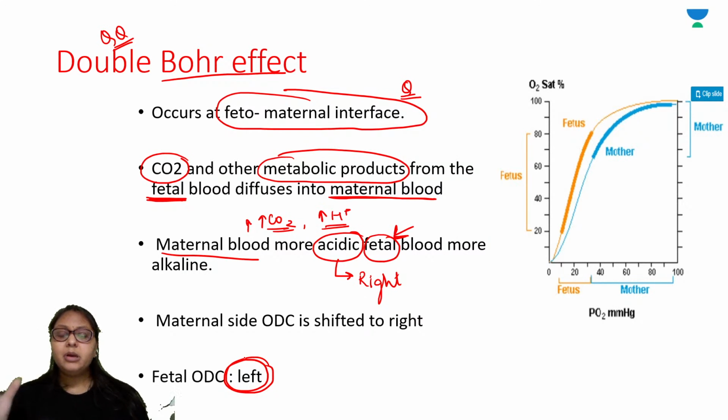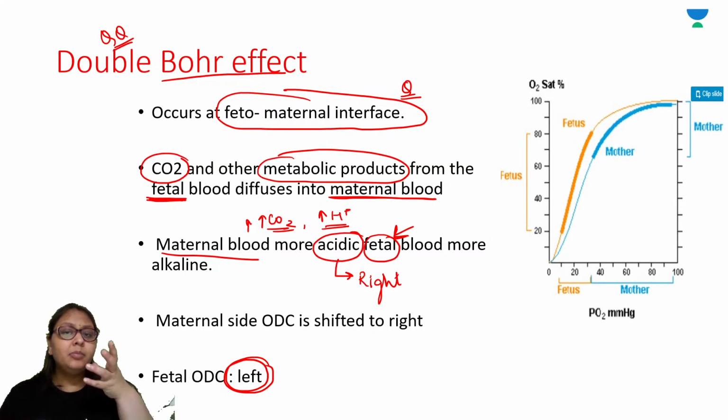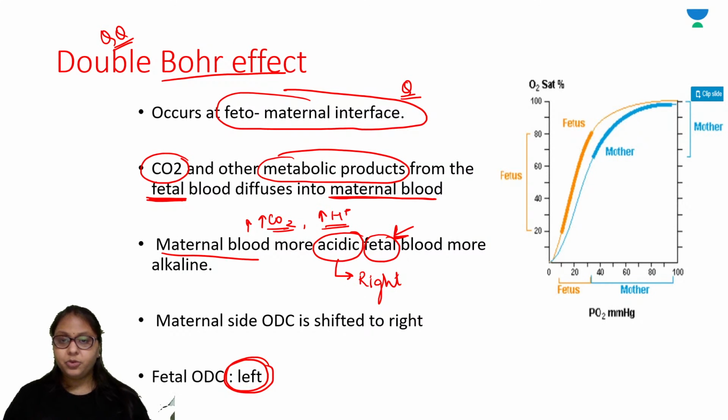So the double Bohr effect is seen in the feto-maternal interface. On the maternal side, because of the diffusion of carbon dioxide and the metabolic products from the fetal side to the maternal side, maternal blood is more acidic, so the ODC is shifted towards the right. On the fetal side it is more alkaline, so it is shifted towards the left. Is it clear? So this is the double Bohr effect.